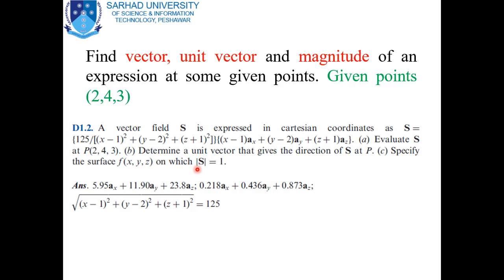So the formula for the magnitude is simple, as we have to take the square of the coefficient of the base unit vector, and after some algebraic calculation we will find that the expression which is a function of x, y, z is equal to x minus 1 whole square plus y minus 2 whole square plus z plus 1 whole square under the root, and this will equal 125.